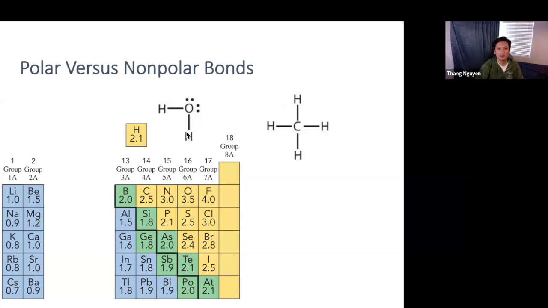Okay, so let's look at this example here. Oxygen is 3.5, hydrogen is 2.1. The difference is what? 1.4, right? So that's why oxygen and hydrogen bonds are considered polar. What about carbon and hydrogen bonds? Carbon is 2.5, hydrogen is 2.1, so the difference is 0.4. So that's the cutoff for being non-polar. So that's why this is a non-polar bond. All bonds here are non-polar. Both of these bonds are polar.